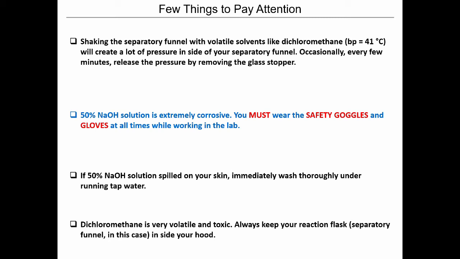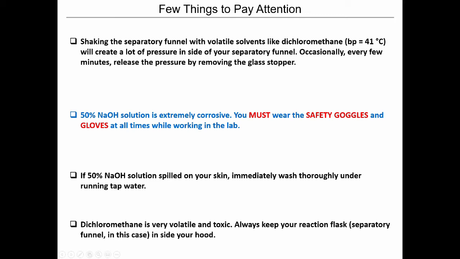Just a couple things to pay attention to if you were to run this experiment. Because we're shaking the separatory funnel with volatile solvents like dichloromethane, it's going to cause pressure inside the funnel, which is why we release the cap or open up the hole at the bottom to vent out the pressure. We don't want the pressure to get too high because it could cause the separatory funnel to break.